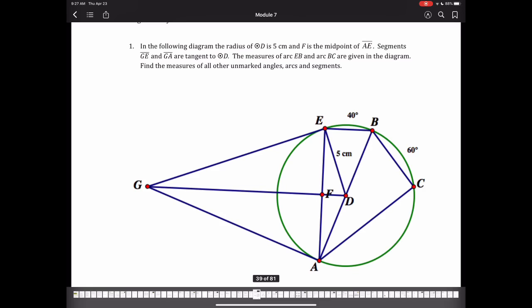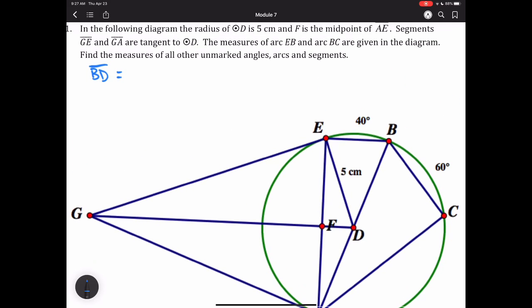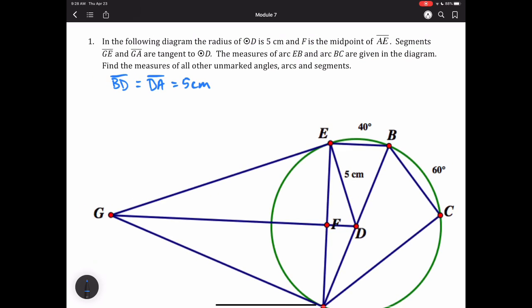The first thing you can do is go ahead and mark all the radii as congruent, right? That's a nice, easy first step so that we feel like our first step is accomplished. So I'm going to say segment BD and segment DA are equal to 5 centimeters. Segment BD is equal to segment DA, which is equal to 5 centimeters, right? They're all equal to 5 centimeters because they're radii.